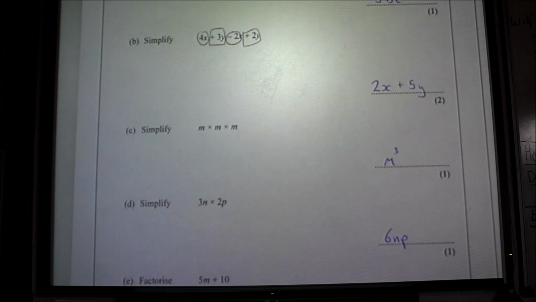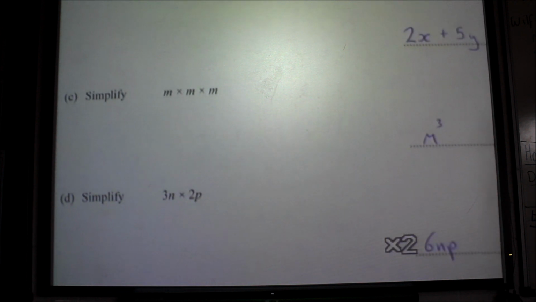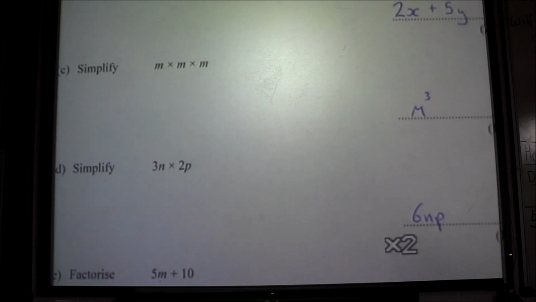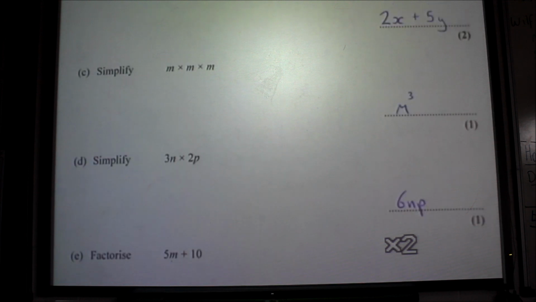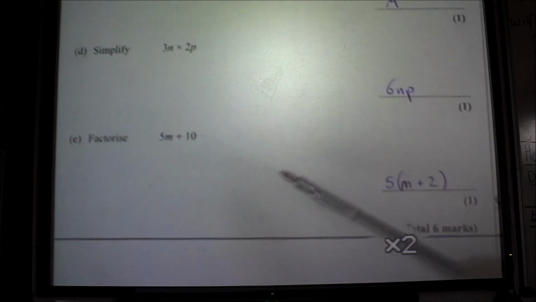When you multiply, it's m to the power 3. When you're timesing here, 3n times 2p: 3 twos are 6, n times p is np. And factorise that one. Your common factor there is 5, so put 5 outside the brackets and multiply it like that. And there are your questions on algebra.